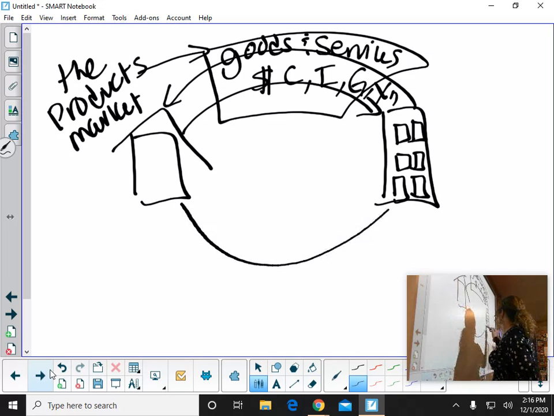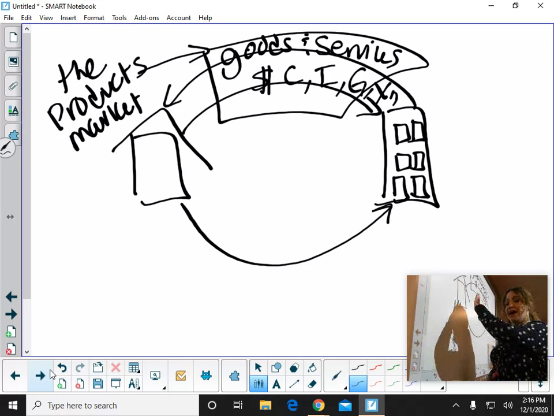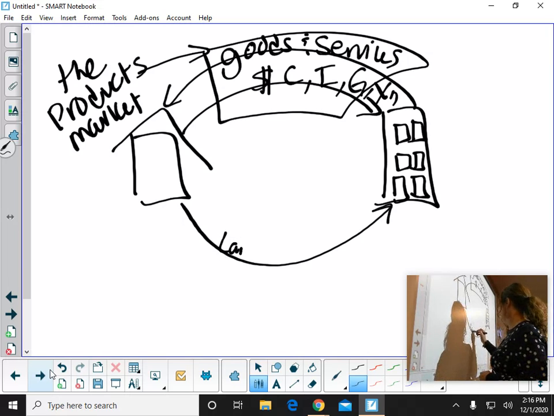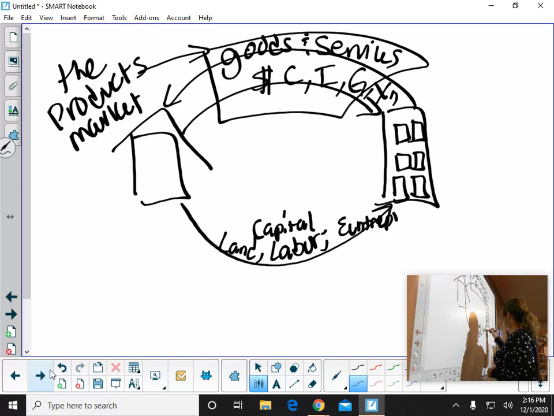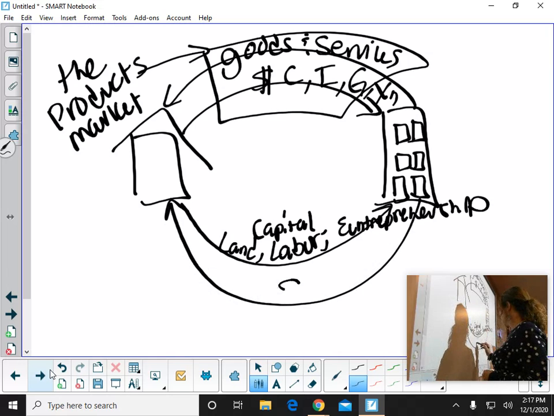Another way is in a capitalist economy like ourselves. It's households that own the resources. It's not the government that owns resources. You're going to find that in more communist, socialist types of nations. But in a capitalist economy, it's households that own the resources, and they sell them to businesses in the market. And so we sell them our land, labor, capital, and entrepreneurship. And they give us money. Typically, it's in the form of like a wage.